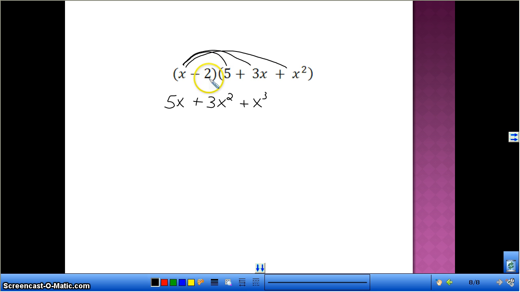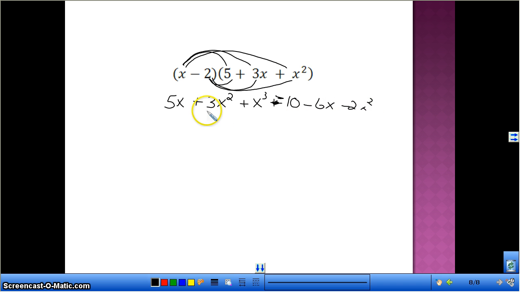Okay, then I'm going to take this negative 2 and distribute it to the trinomial. So I'm going to multiply this all the way through. I'm just going to continue my answer here because at the end you're going to see we'll have like terms to combine. Negative 2 times 5 gives me, whoops, that should be a negative. Okay, I'm sorry about that. Negative 10. And then negative 2 times positive 3x gives me negative 6x. Negative 2 times x squared gives me negative 2x to the second.